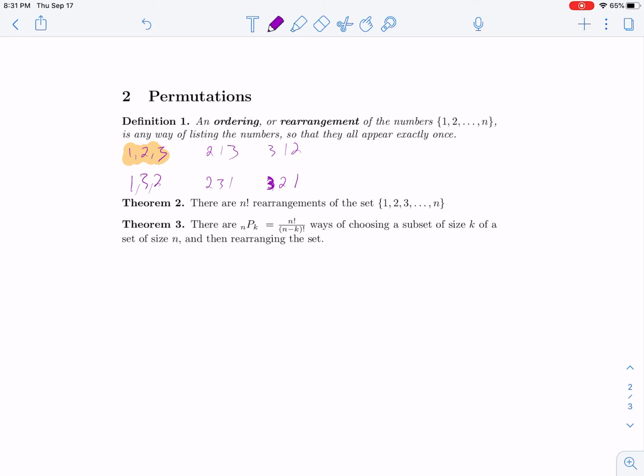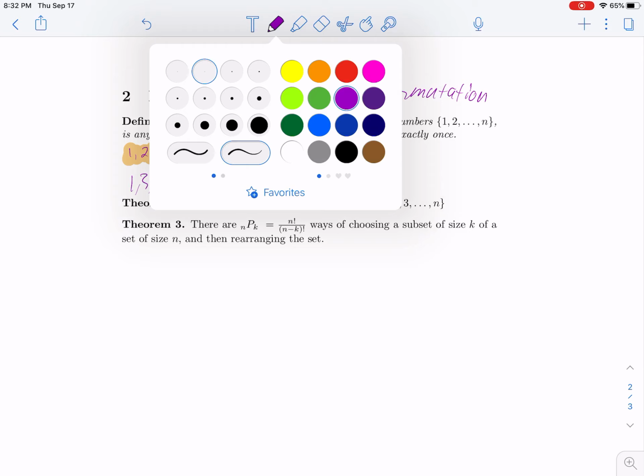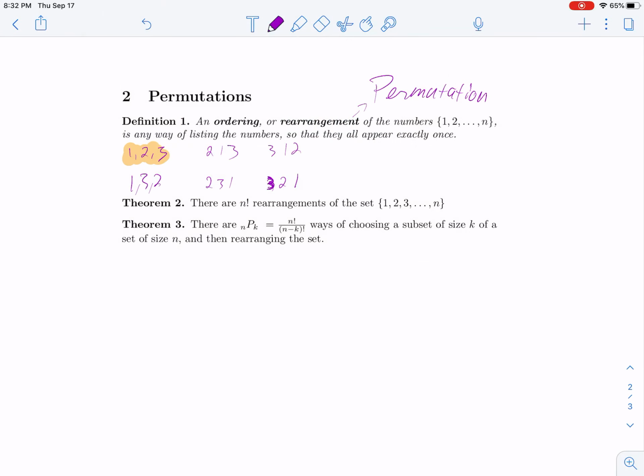And sometimes we also call a rearrangement a permutation. Now, permutation is kind of a loaded word in math. It means a lot of things, sometimes things way more significant than just a rearrangement. So I try to stay away from that word sometimes. But an ordering or a rearrangement is definitely the right word for this. And then permutations, maybe a slightly fancier word.